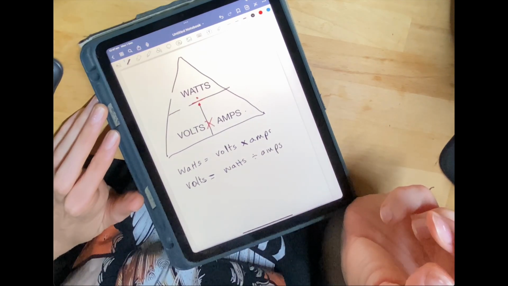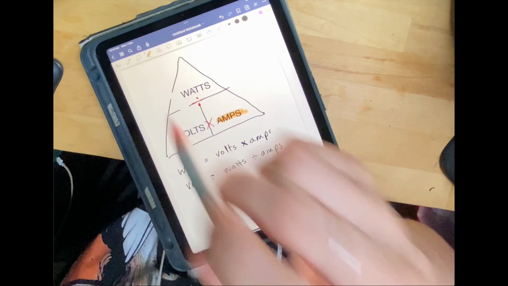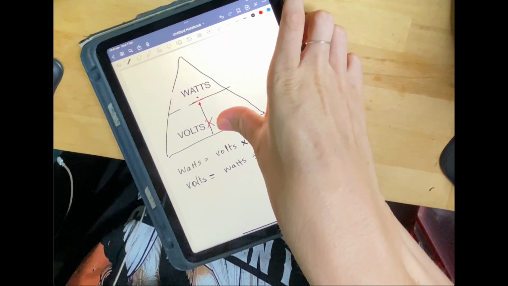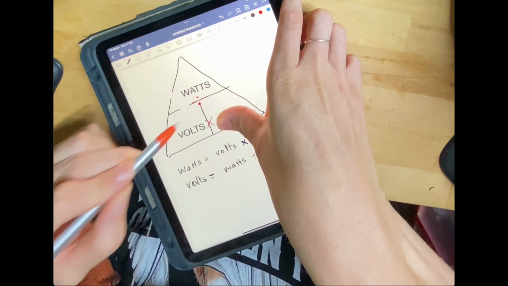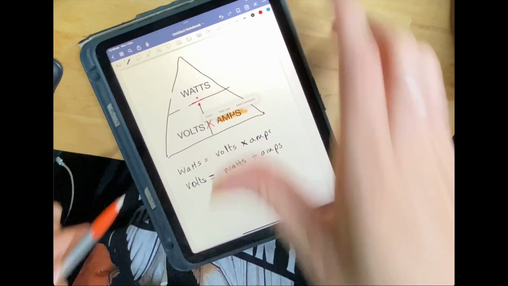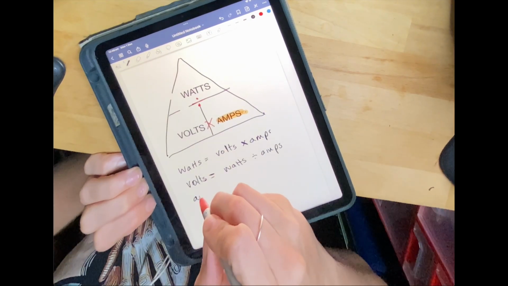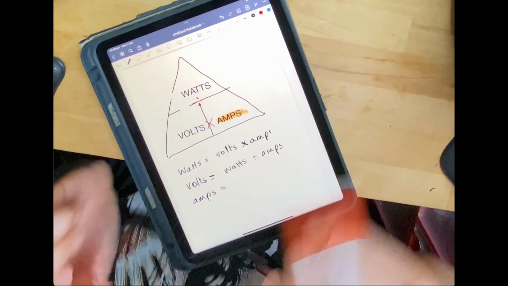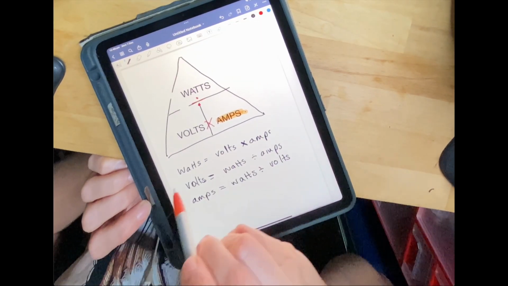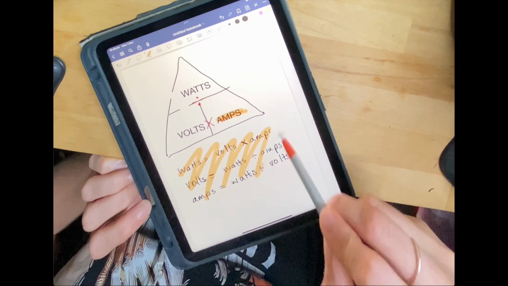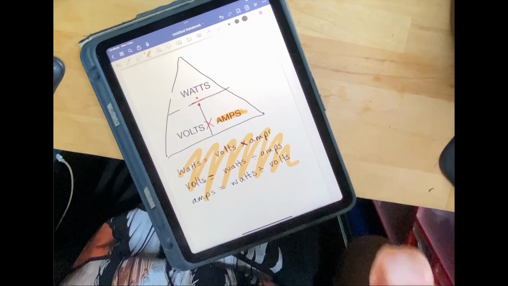All right then, what if I want to figure out what amps are? Cool, let's use the same strategy. Cover up amps. So to find amps, we need to know watts and volts. And remember, this line is division. So now let's write down the little equation so we remember. Amps equals watts divided by volts. And they are essentially the three equations you need to know. A couple of other things you need to understand, but this is absolutely quintessential.